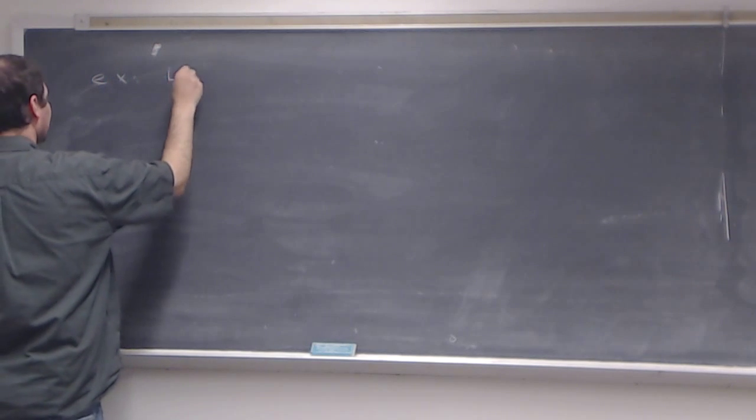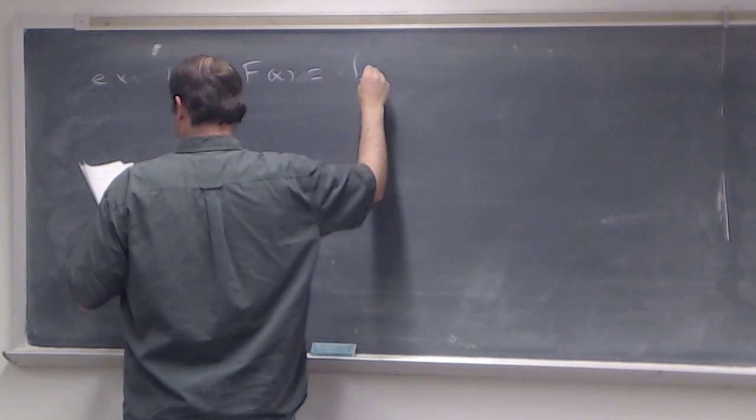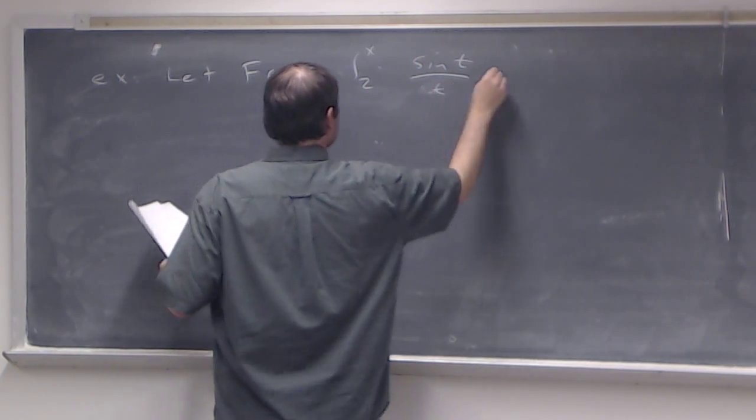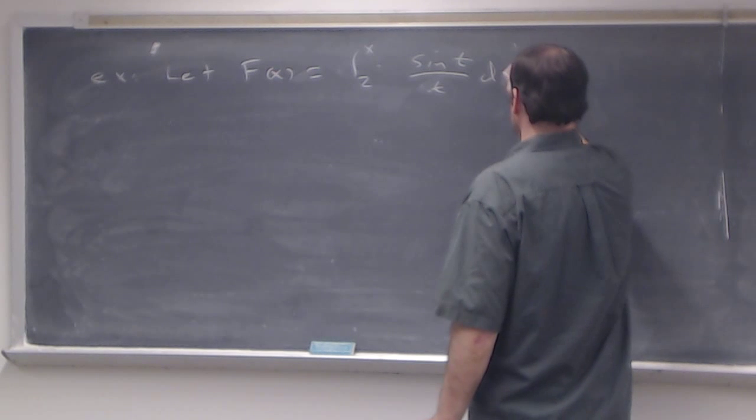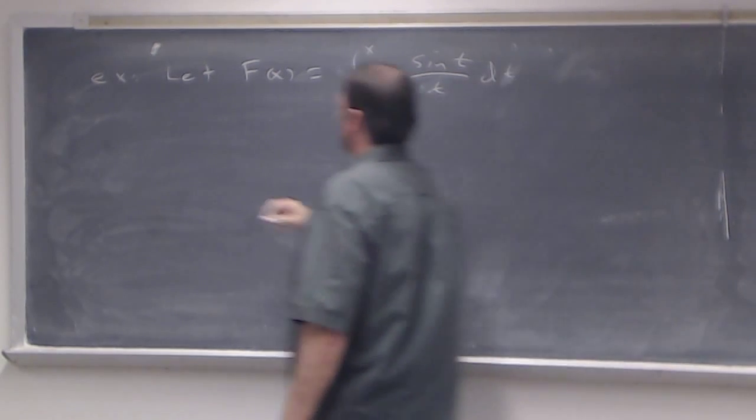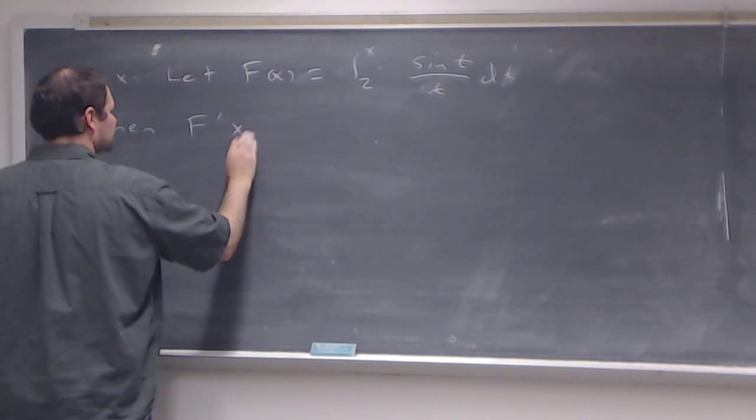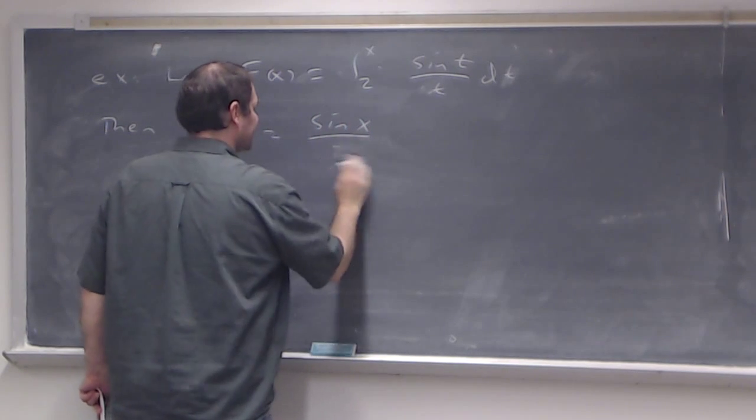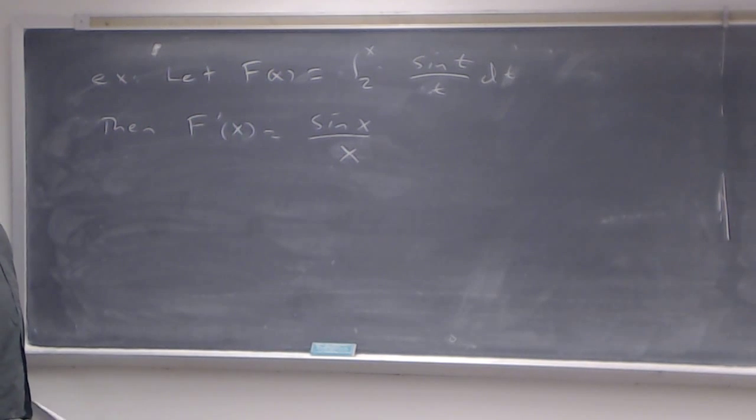So here, if we let big F of x be equal to the integral from 2 to x of sine of t over t dt, then what we get is that F prime of x will be equal to sine of x over x. That's what this fundamental theorem of calculus part 1 gives us.